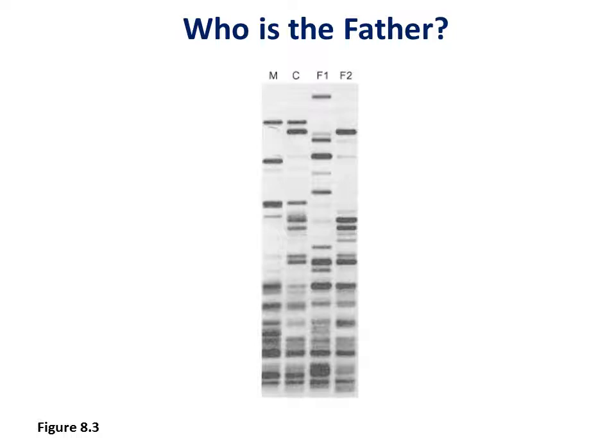So hopefully you concluded that father 2 is the dad. You can see based upon that second major band in the child that is a nice match with father 2, but not with father 1. And if you track your way down the whole gel, you can see that father 2 is a nice match.